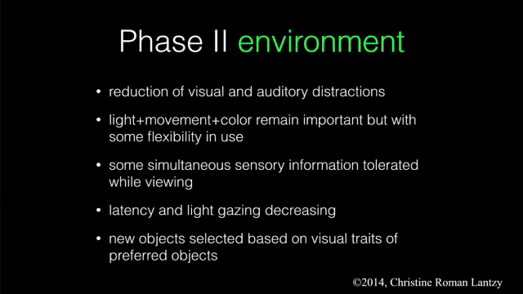In phase 2, some simultaneous sensory information is tolerated while viewing. Latency and light gazing are decreasing, and new objects, visual novelty, can be selected based on the visual traits of the preferred ones. This is where targets can begin to become a little bit more different, a little bit more complex, but still share some of the fundamental traits.